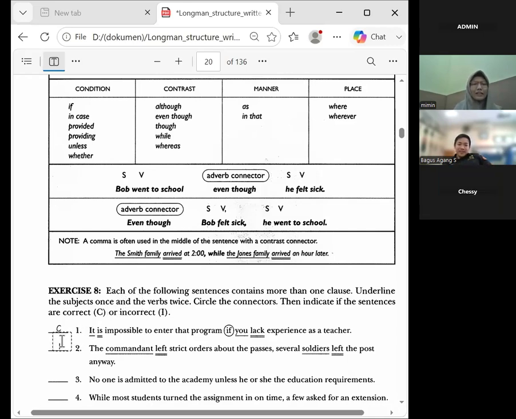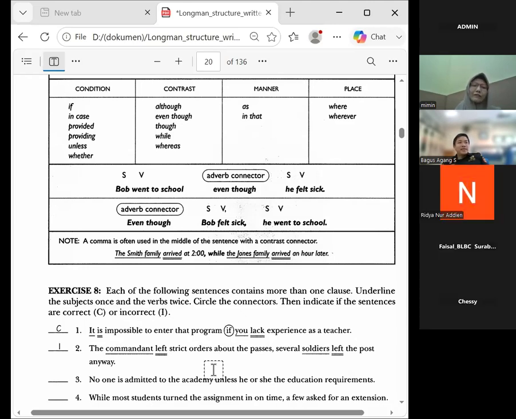Number 1, it is impossible to enter that program if you lack experience as a teacher. So we have the main clause, it is impossible to enter that program. That's the main clause. Its subject is verb. Then the connector is if. You, subject, and then verb. All right. And well, you will need a comma if you put if or the adverb connector. If you lack experience as a teacher at the beginning, then you put a comma. All right, number 2 is incorrect. Can you correct the sentence, please?